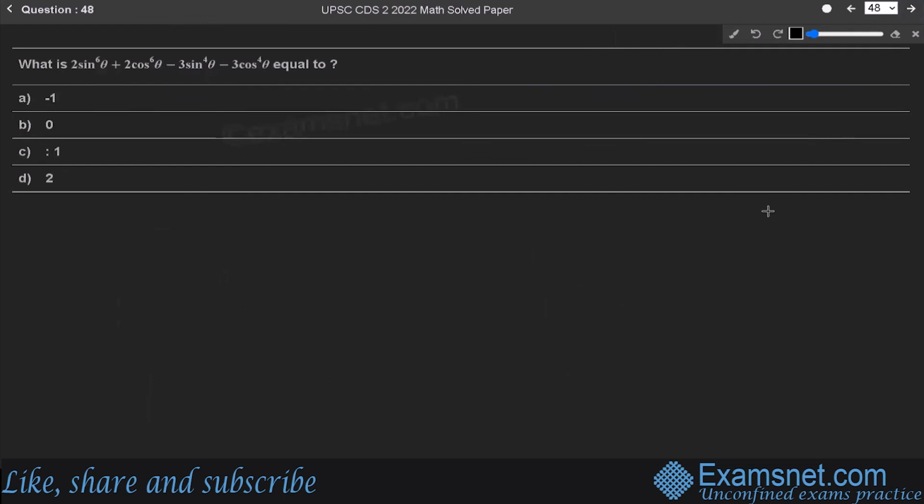Next question is, what is 2 sine power 6 theta plus 2 cos power 6 theta minus 3 sine power 4 theta minus 3 cos power 4 theta equal to? Here also you can see that all the options are in the numeric form, but there is a concept that whenever we see sine theta and cos theta together and there is a straight line, then we always take theta as 0 or 90 degrees. So let us take here theta is equal to 0.